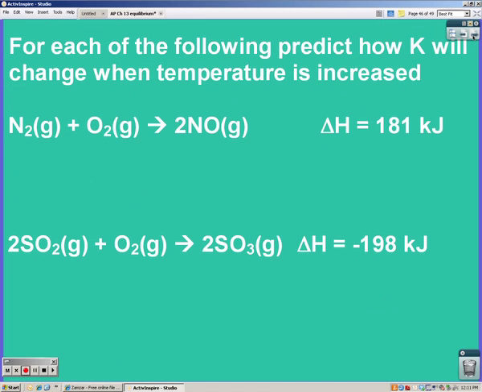So for each of these, we need to predict how K is changed. So the first one, you need to remember that delta H positive was endothermic. And if it's endothermic, then our energy should be a reactant. Make sure you take the few seconds and write plus energy over there. If temperature is increasing, I'm increasing energy, which is a reactant, so it shifts right. Anytime it shifts right due to a temperature change, then K also increases.